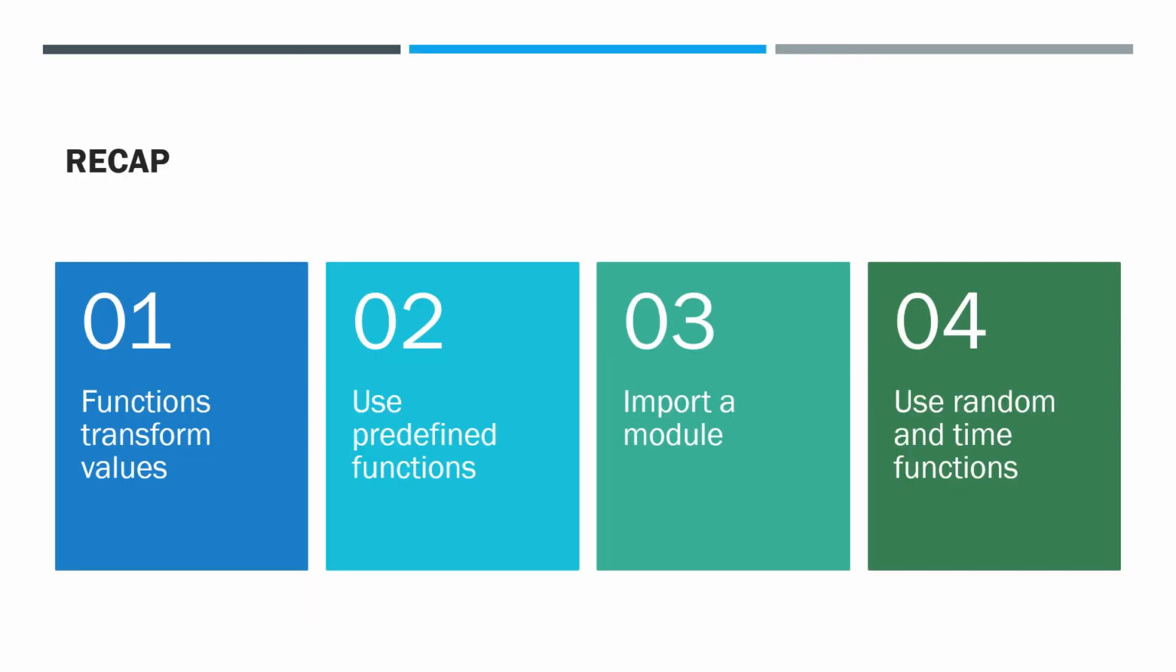So let's recap what we've learned so far. We've learned that functions transform values. They have parameters and returned values. We've seen how we can use predefined functions for a lot of useful things in Python. 2 of the most useful are print and input. And we've also seen how we can import modules and use new functions from those modules. And we've specifically used functions from the random and the time modules.